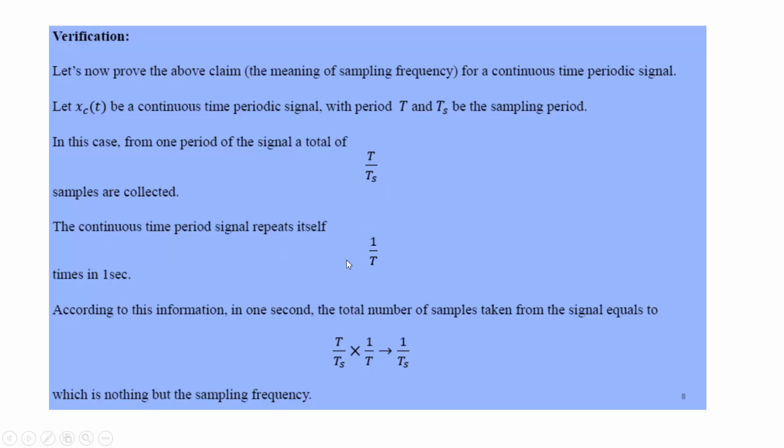Now, this is the period of the continuous time signal. This is just other information related to the time period. If you divide by Ts, that is 1 by Ts, you will get the sampling frequency back, which is the reciprocal of the sampling period.